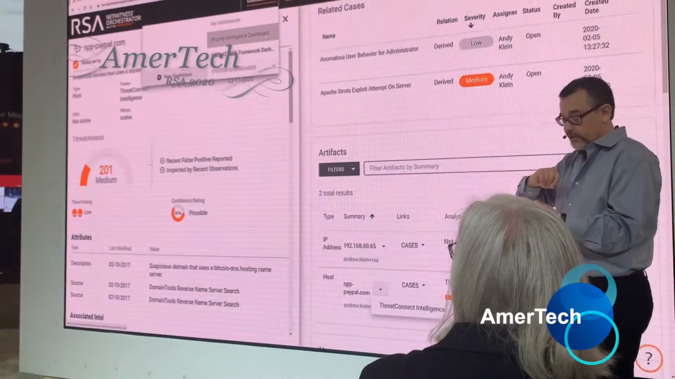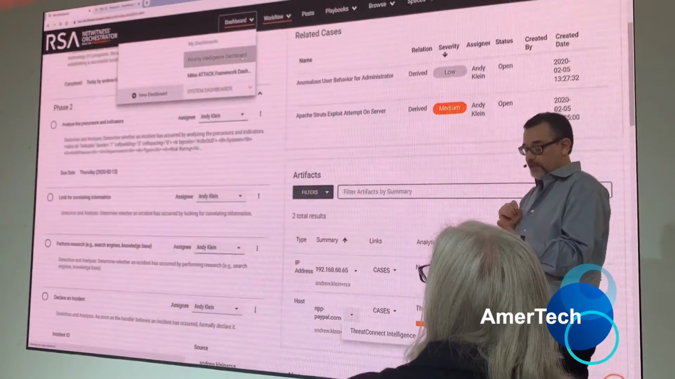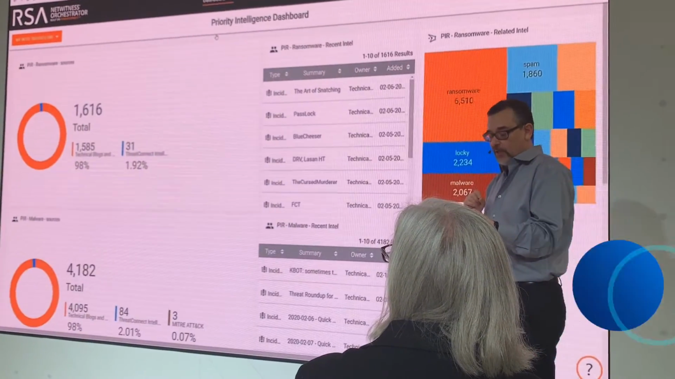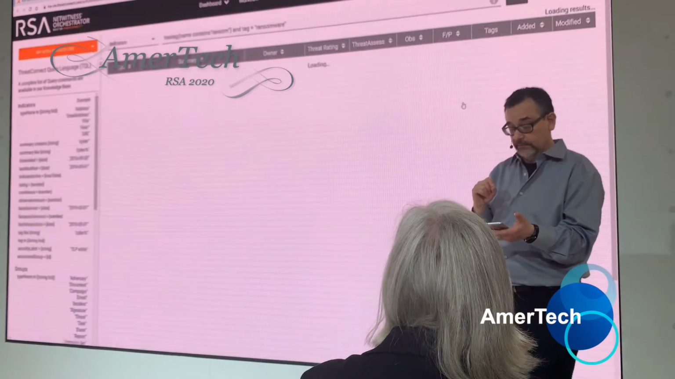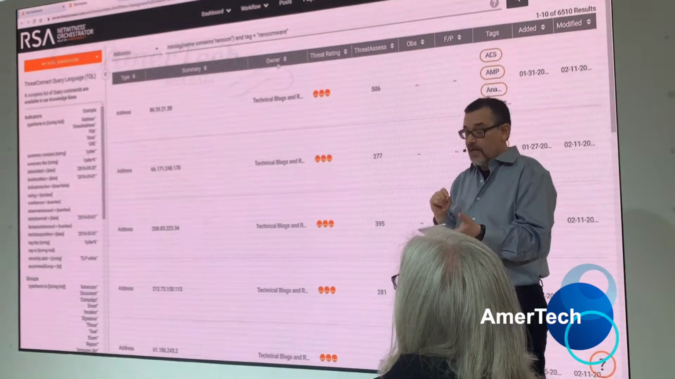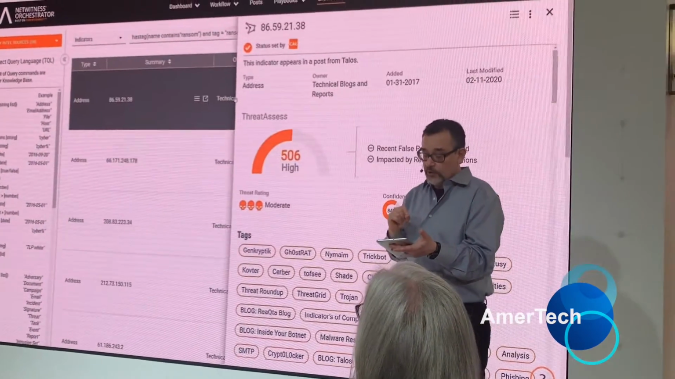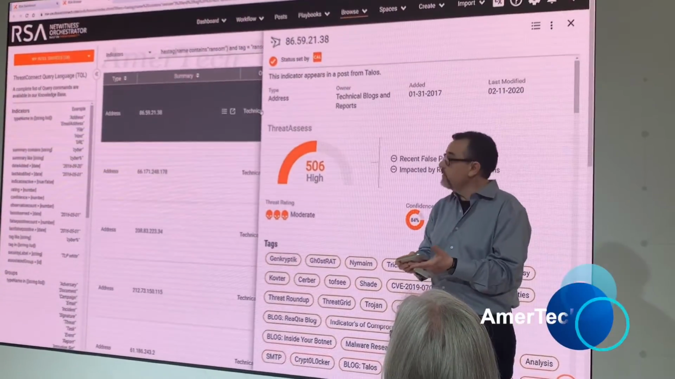Now, NetWitness Orchestrator also offers an advanced threat and risk intelligence platform that aggregates and coordinates your information sources. It helps you prioritize incoming data, automate the enrichment process, distribute relevant intel to all your tools and team members for enhanced decision-making.